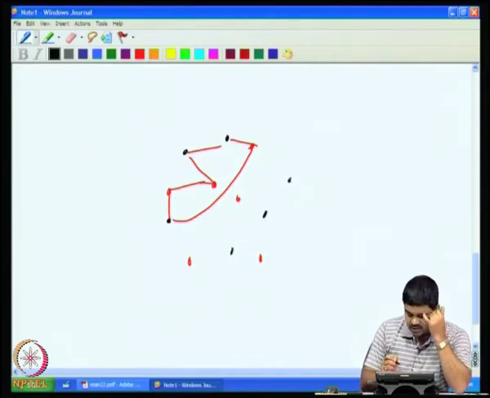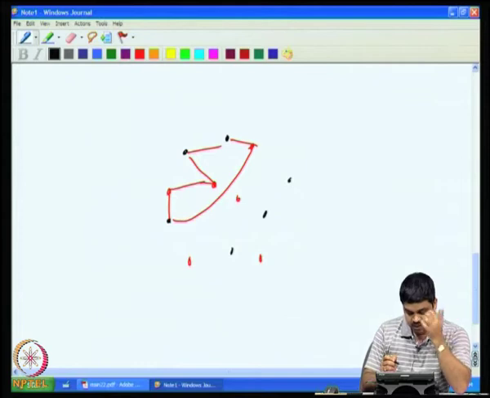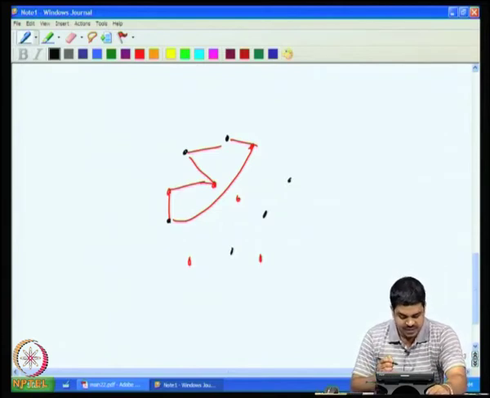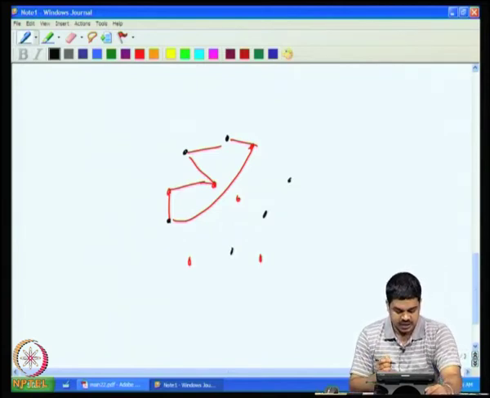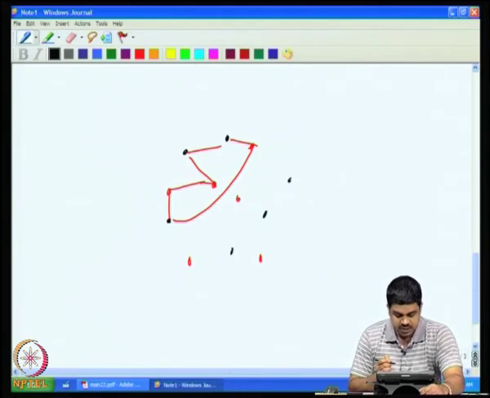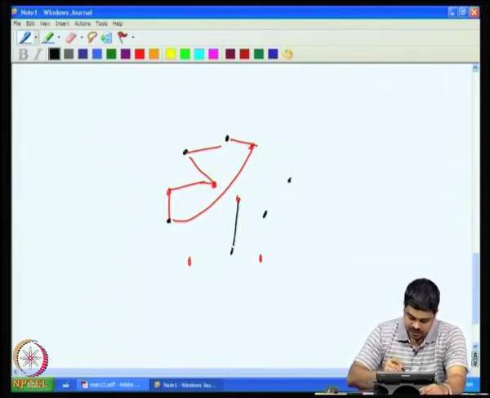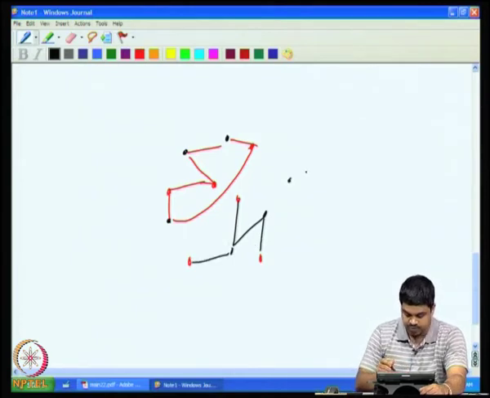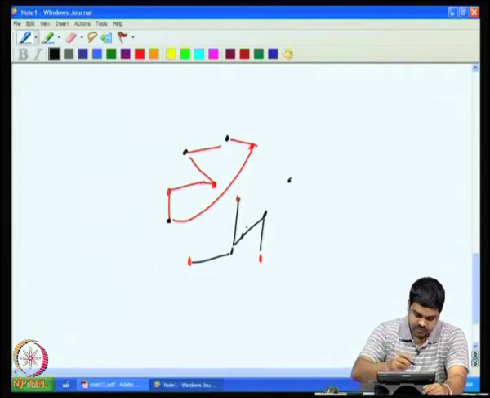So, in other words, if you look at the black and red vertices alone, the structure should be just a forest. That means it can be something like this. So, forest, no cycles should be formed. So, of course, this connection won't be there.